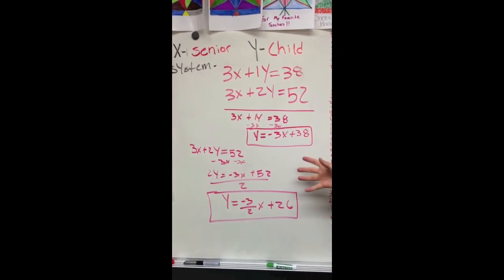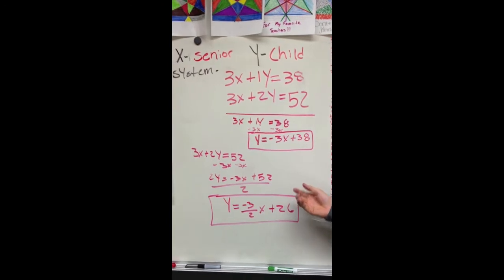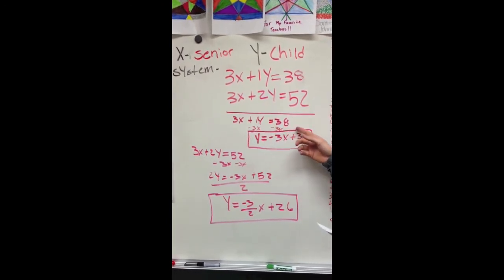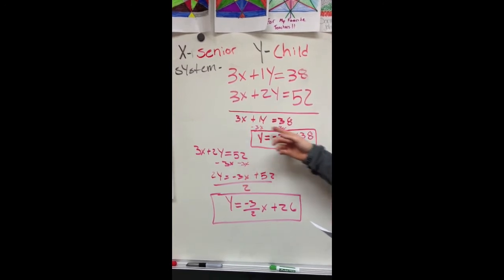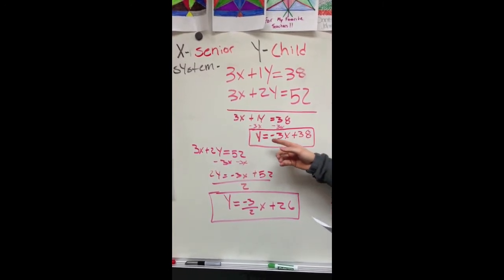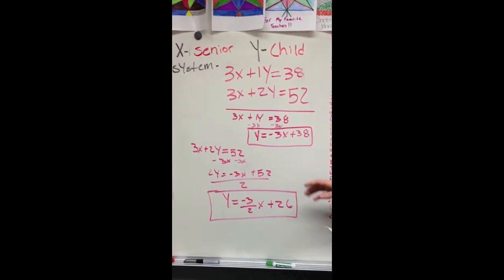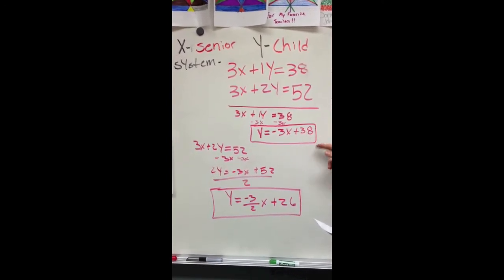To graph it, you have to get y by itself for the formula y equals mx plus b. So you take 3x plus 1y equals 38. You have to subtract 3x from each side, so it makes it y equals negative 3x plus 38. And that's the new equation for day 1.